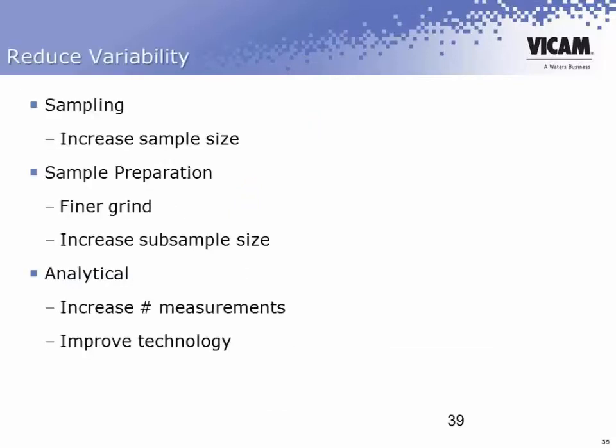So in terms of reducing that variability, we mentioned that there were several components that went into it: the sampling component, the sample preparation, and the analytical method. Things that can be done to reduce the variability due to sampling are increasing the sample size, using a finer grind, and doing a number of subsamples from the original sample. On the analytical end, remember this contributed only about 1% or 2% to the overall variability, we could increase the number of measurements.